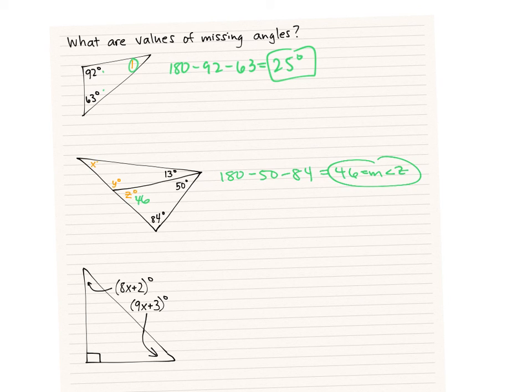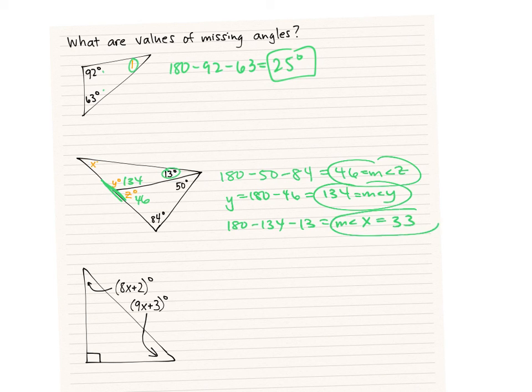Okay, and then we know that this is a linear pair, right? This is forming a line. So y is going to be 180 minus 46, which is 134. And then now that you have 134 there, you can subtract that from 180 and then also this 13 to get the measure of angle x, which is 33. So we're using the fact that all 3 angles in this triangle add up to 180, these 3 add up to 180, but we also are using this linear pair, that we know that these 2 also add up to 180.